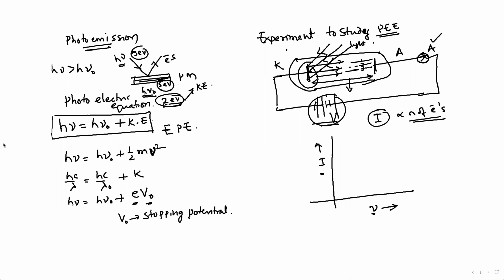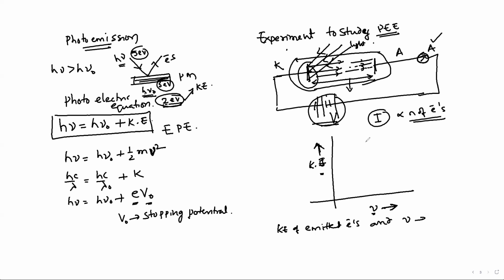Let us take a graph: kinetic energy of emitted electrons and frequency of incident radiation. The kinetic energy of emitted electrons is taken along the y-axis. The frequency is taken along the x-axis.